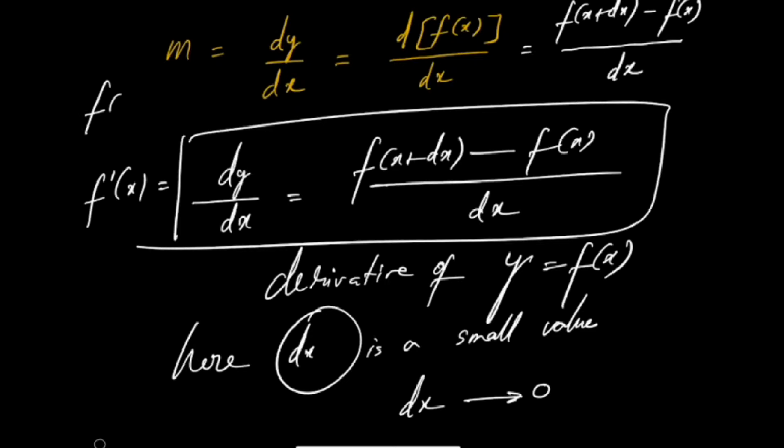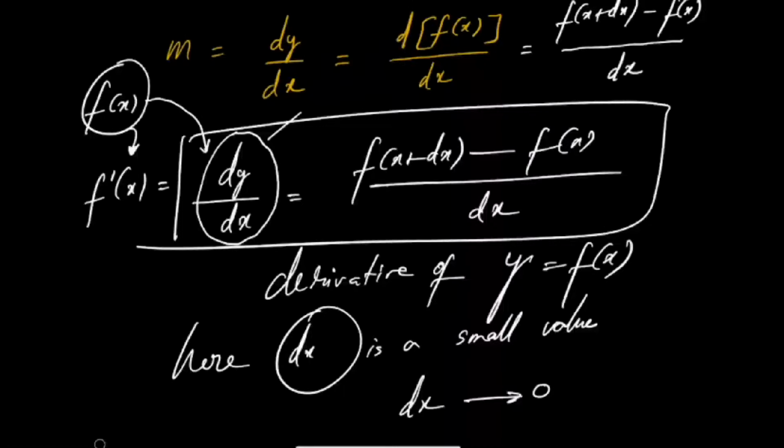Okay, any function f of x, its derivative is either represented in this style, f dash of x or f prime of x, or in this style, dy by dx. So dy by dx was introduced by Leibniz, and f dash of x was introduced by Newton. f prime of x was introduced by Newton, and dy by dx was introduced by Leibniz.